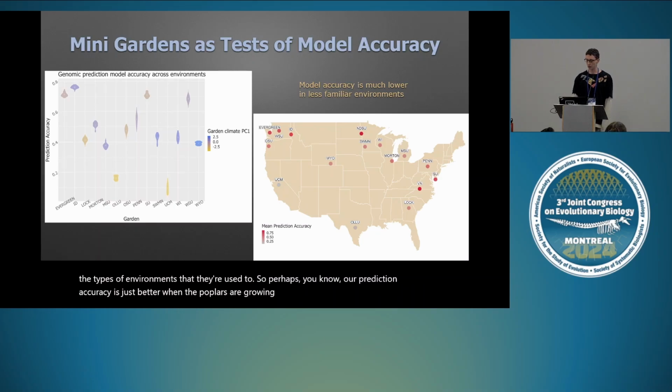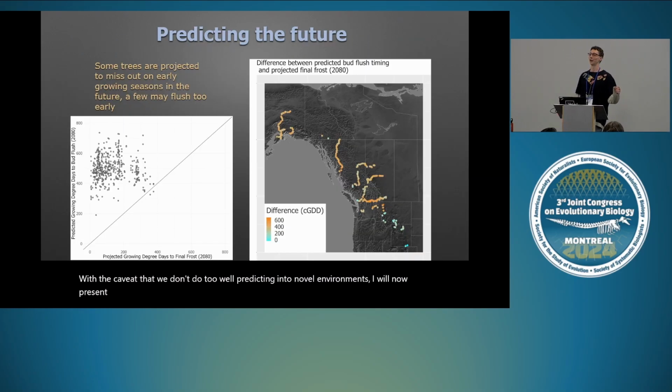You can see in these areas that are closer to the poplar range, our prediction accuracy goes up. We do really well predicting in Virginia as well, but that's because we also had one of the bigger gardens there that was used to train the model. So, with the caveat that we don't do too well predicting into novel environments, I will now present data predicting into novel environments, specifically the future.